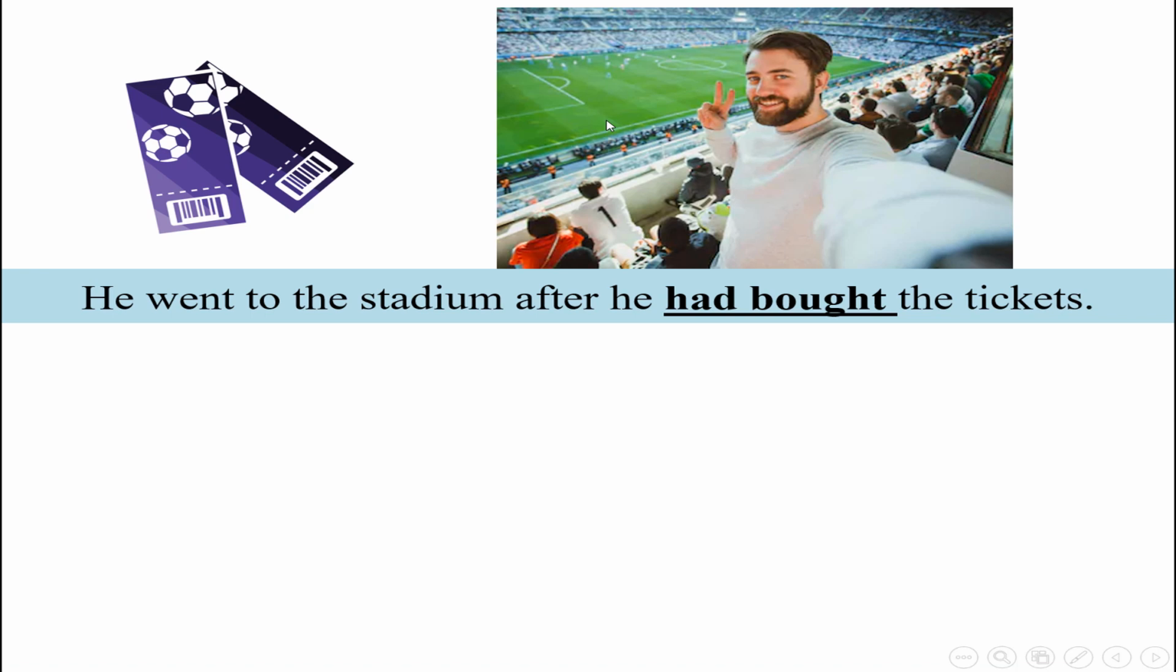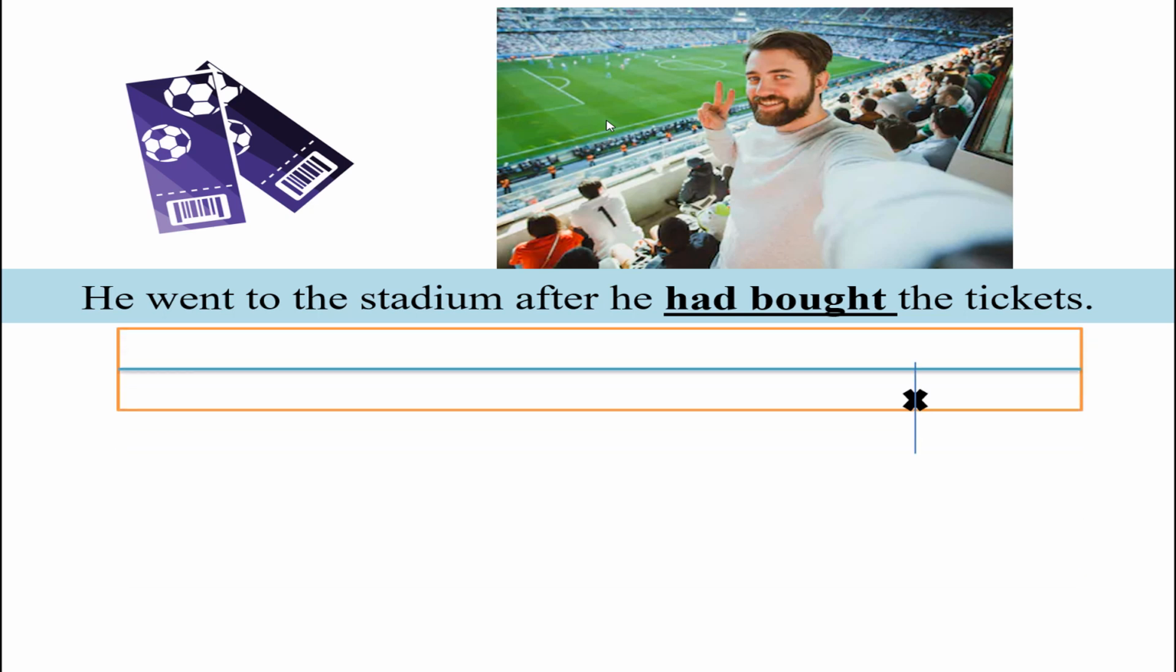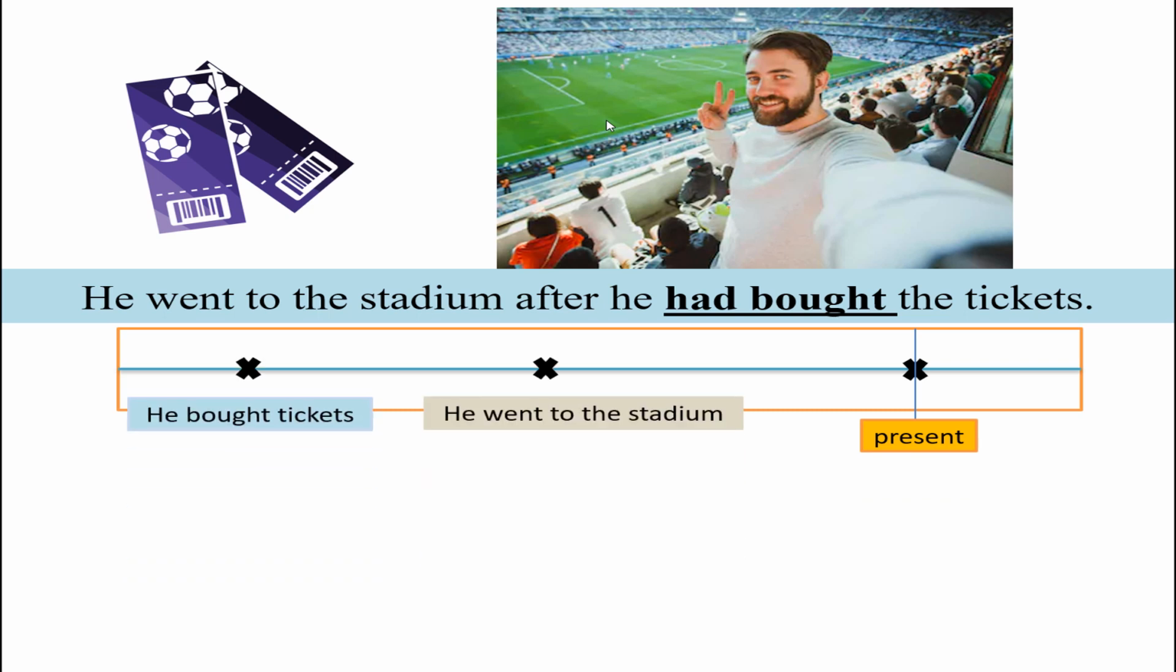Look at the pictures here. What do you say? Yeah, we can see two football tickets and a person who attended the stadium to watch a football match. Let's read the example. He went to the stadium after he had bought the tickets. Let's place the events of the example here on our timeline. We are here. This is the present. And the events mentioned in the example are these. He bought tickets, he went to the stadium.